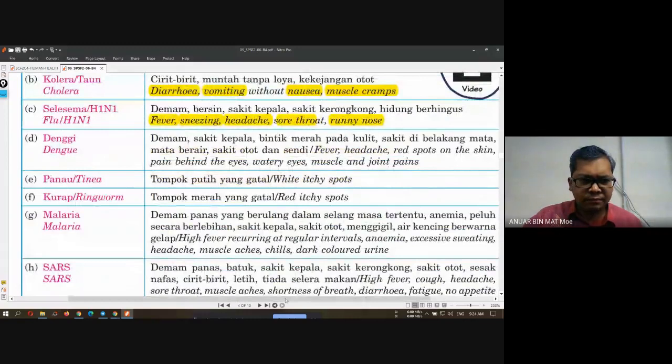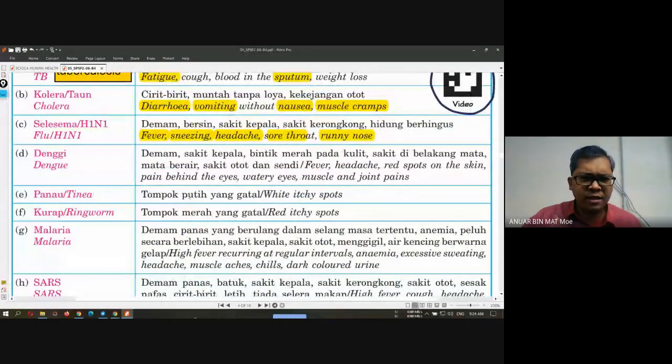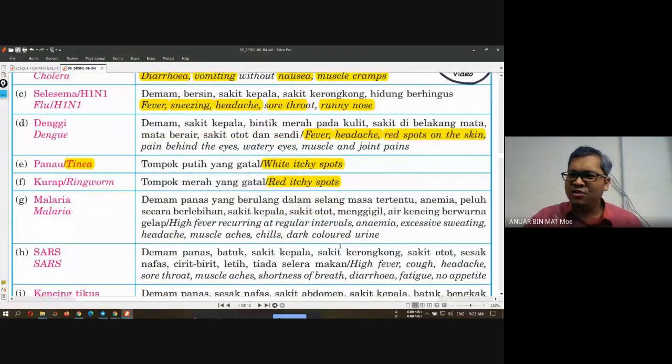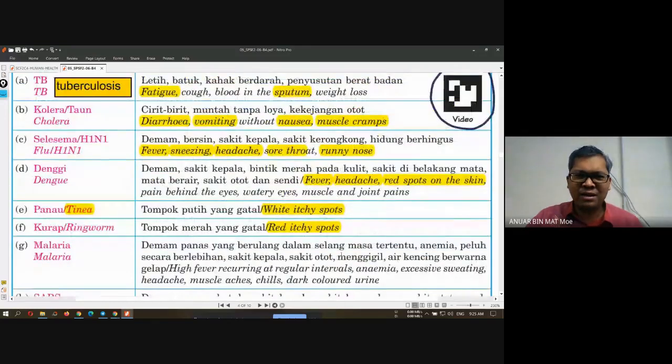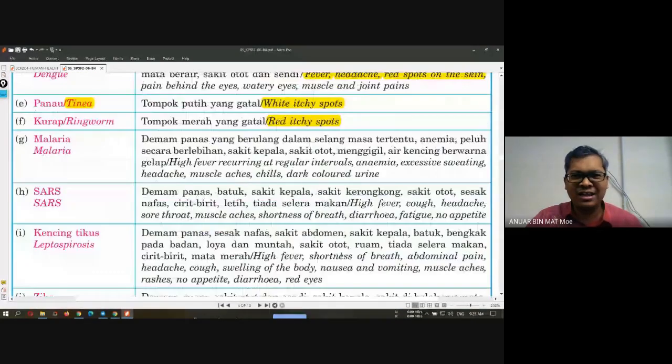Okay, dengue. All right, D is dengue. Fever. Okay, headache, red spot on the skin. So you have the red spot on the skin. Pain behind the eye. Okay, watery eye, muscle and joint pain. I think for everything you can, never mind lah. Okay, you can understand the symptoms. Okay, what about tinea? Tinea, white itchy spot. Ringworm, red itchy spot. This is the difference. Okay, I don't think you need to understand all this, it's too much, I think.